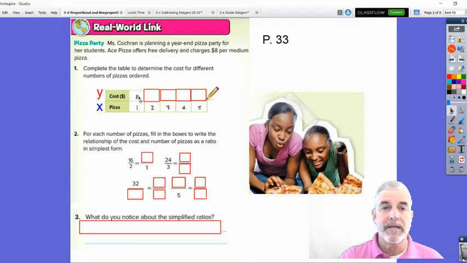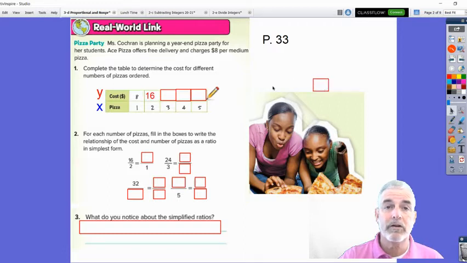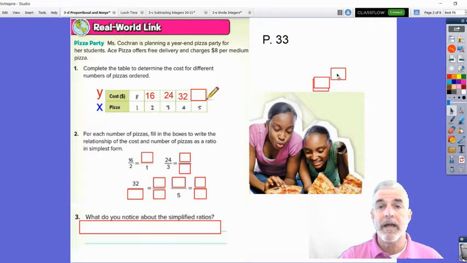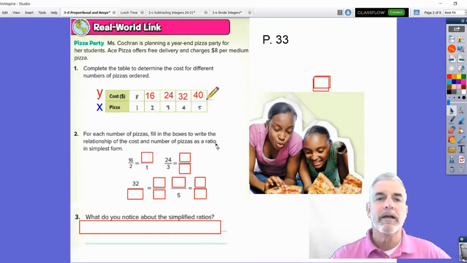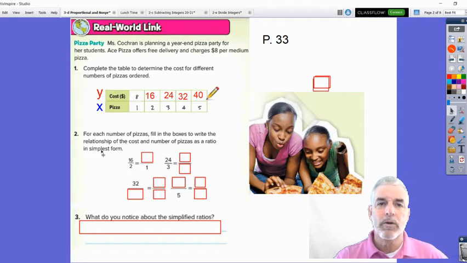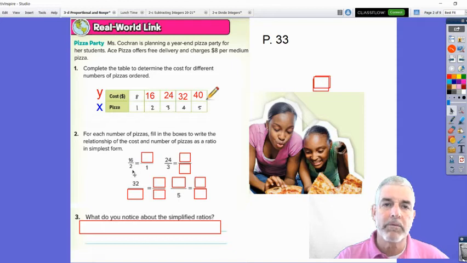So it says one pizza is $8, and we can fill in the rest of this table. It should be pretty simple. Two pizzas is going to be $16. Three pizzas is going to be $24. Add $8 again, $32 for four pizzas, and $40 for five. For each number of pizzas, fill in these boxes to relate the cost and the number of pizzas, and simplify the ratio.